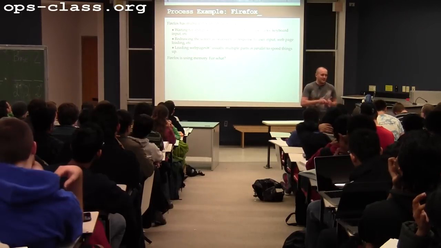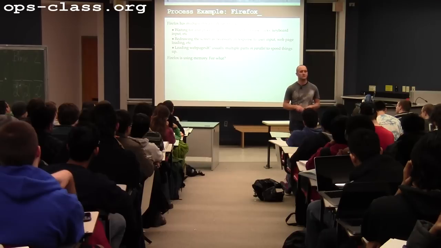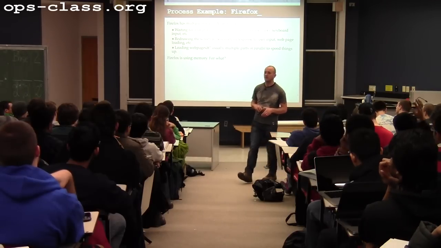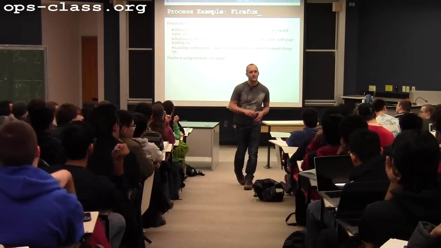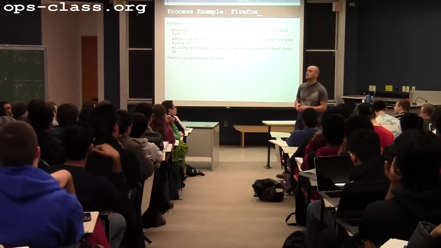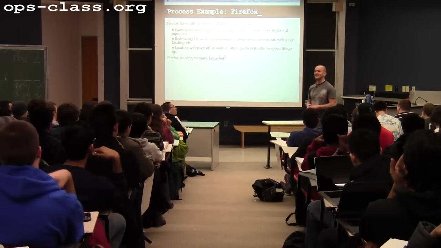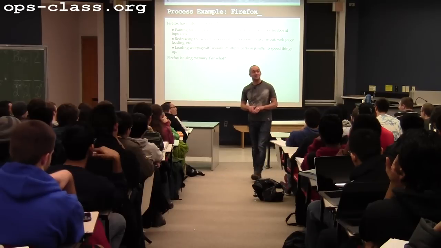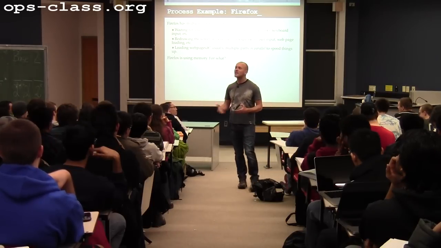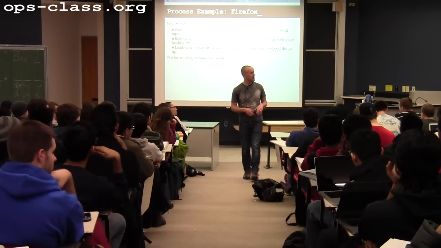Firefox uses memory, sometimes a lot of memory. What does Firefox use memory for? What are some things that Firefox would have stored in memory? Yeah, like parts of the page. What else? Cookies. Apparently a lot of people have lots of cookies in their web browser. Yeah, like session state. So that would be cookies, yeah.